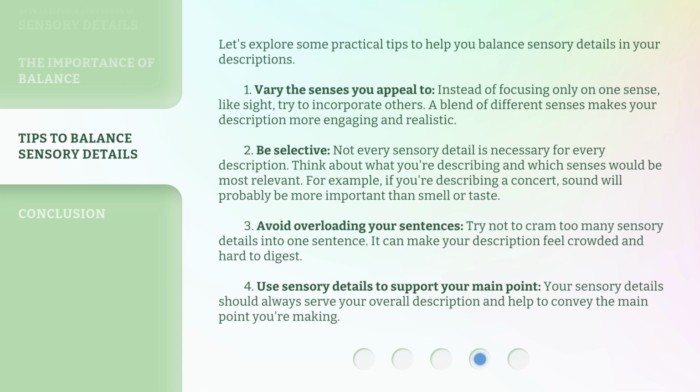3. Avoid overloading your sentences. Try not to cram too many sensory details into one sentence. It can make your description feel crowded and hard to digest. 4. Use sensory details to support your main point. Your sensory details should always serve your overall description and help to convey the main point you're making.